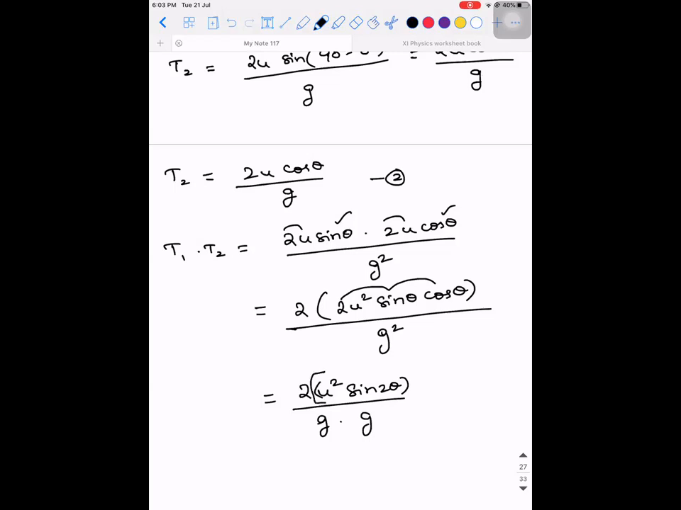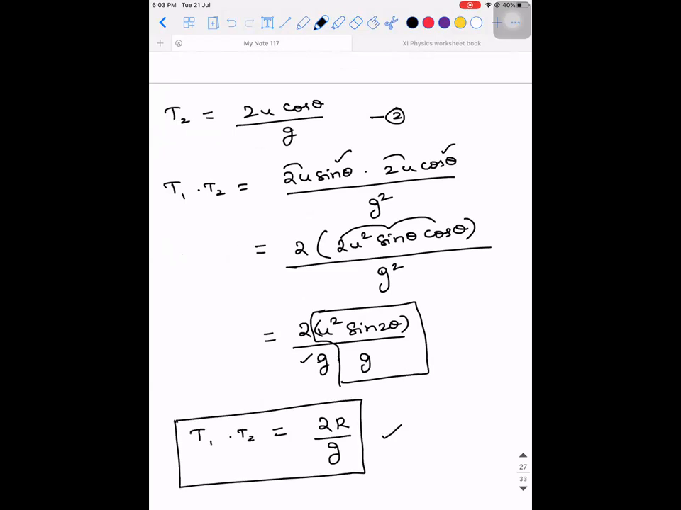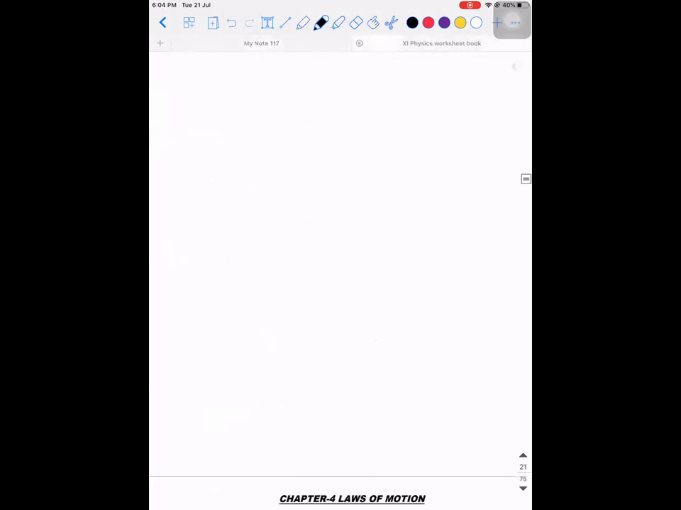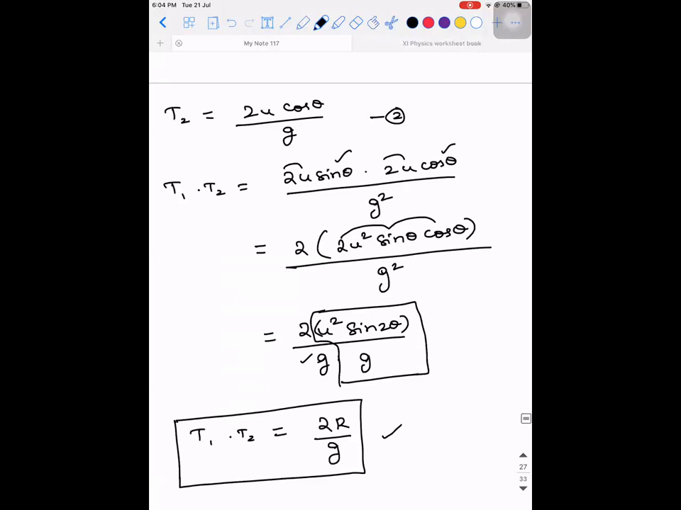Now observe. What is u square sine 2 theta divided by g? It is the range. U square sine square theta by 2g is maximum height. So 2 into R divided by g is left out. So T1 into T2 will be equal to 2 into capital R divided by g. That's what they've asked us to prove. Got it?